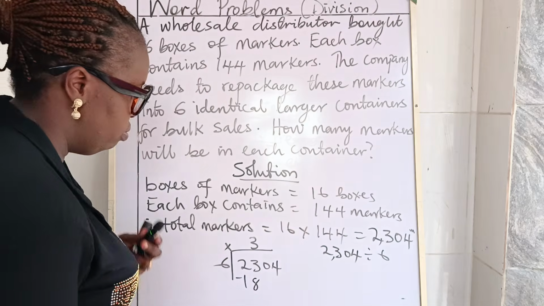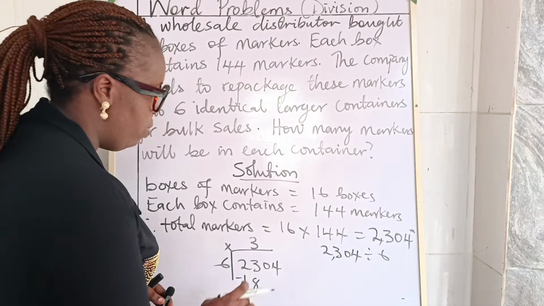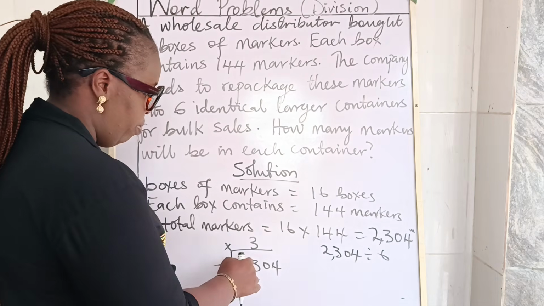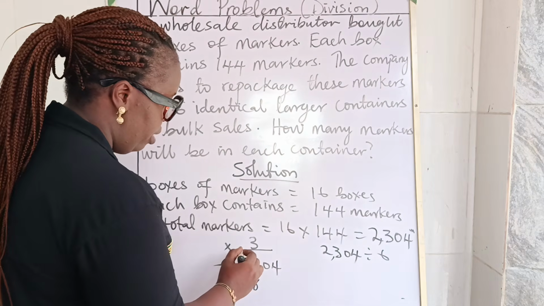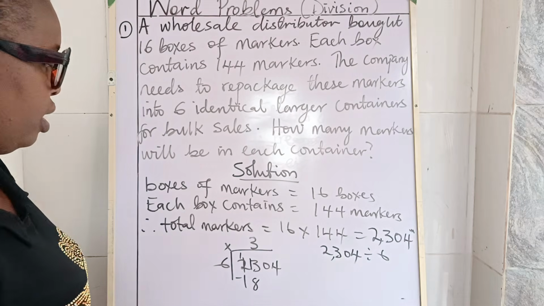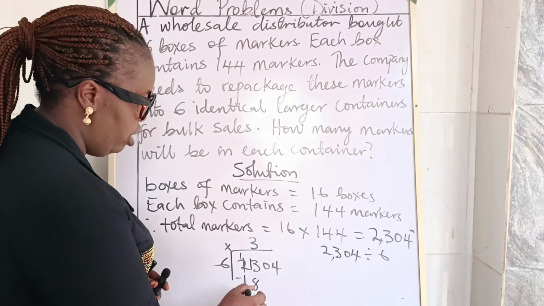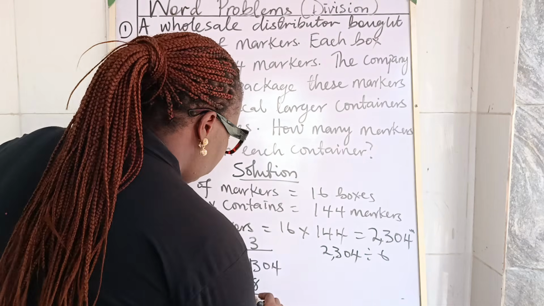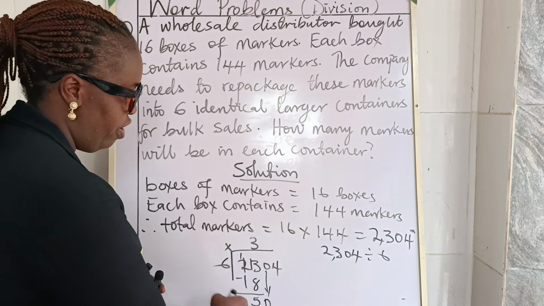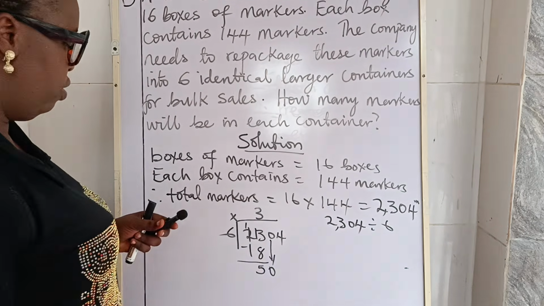You take away 23, take away 18, because 3 take away 8 can't go. You borrow 1 from here to make it. Okay, let's do it that way. This remains 1, and then we have 13. 13 take away 8, give us 5. Then you bring down your 0, because 5 is still smaller than 6, right?